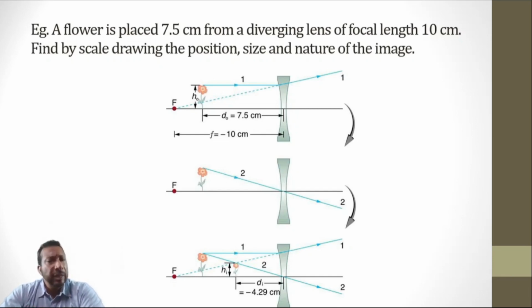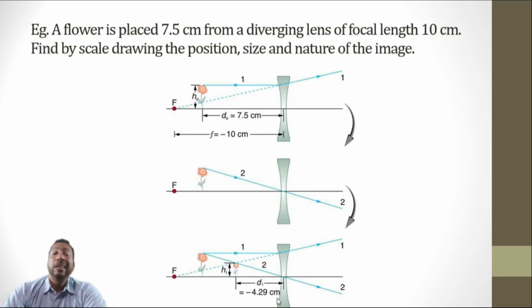Is it diminished, the same size, or magnified? When I look at my object and compare it with my image, I see that the image is smaller, so it is diminished. And finally, the location. Where is my image located? Well, my image is not on the opposite side of the lens, it is actually on the same side of the lens. And if I were to measure it, I would get a distance of 4.29 centimeters.